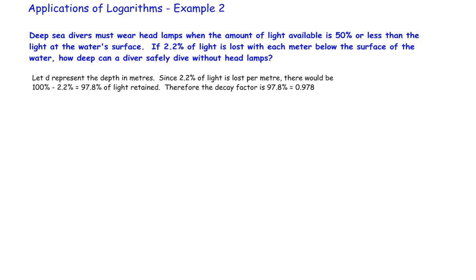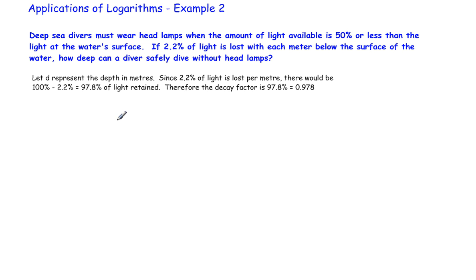So we'll let D represent the depth in meters, and since you're losing 2.2% of light each meter you descend, you're technically retaining 100 minus 2.2, or 97.8% of the light. So in other words, you're decaying. The factor for decay would be that 97.8%, which we need to convert obviously to a decimal number, 0.978. So that allows us now to come up with the equation that we're going to use to solve this.